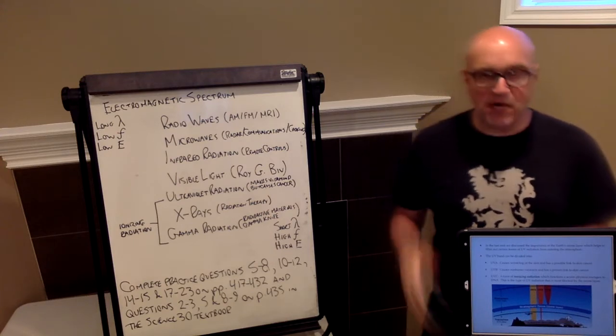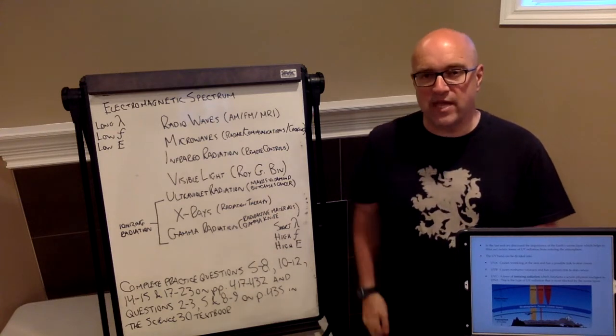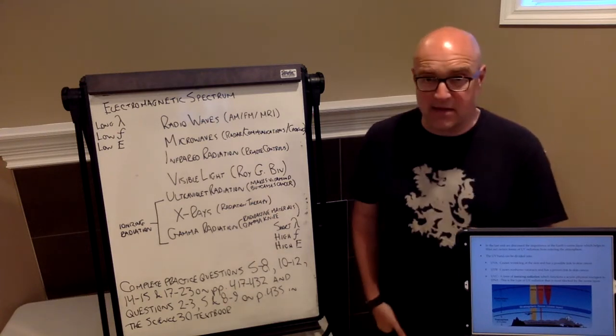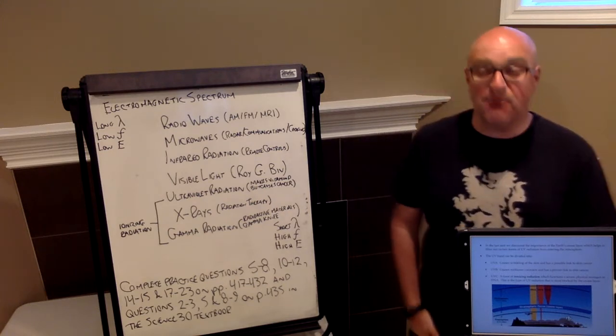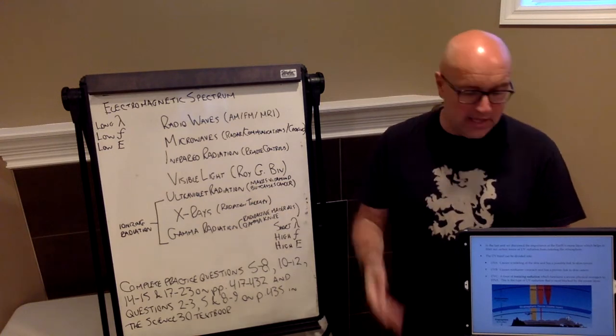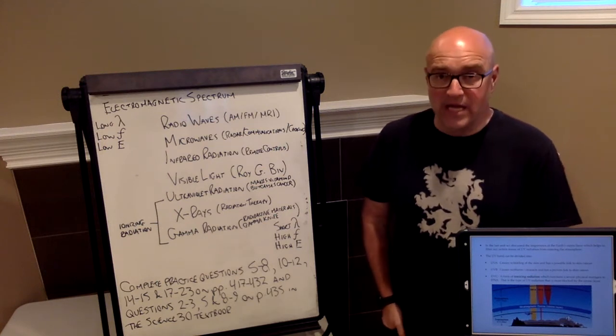UVA causes wrinkling of skin. That's the lowest form of UV radiation energy, with a possible link to skin cancer. UVB causes sunburns and cataracts. It also has a proven link to skin cancer.